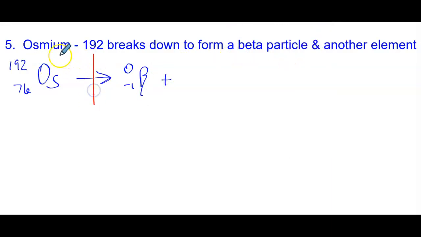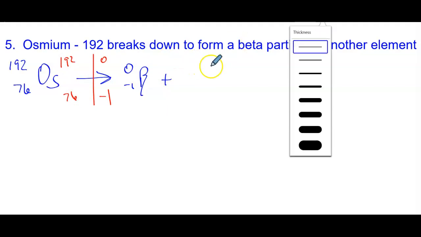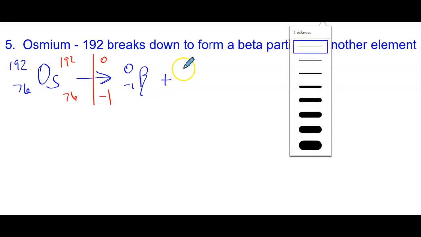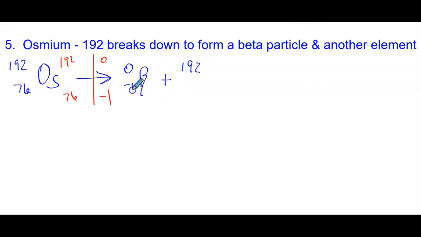So we're going to break this down like we always have at the arrow. We're going to think about what are my current totals on each side of the arrow. So I need to get to 192. Let me go ahead and get that to a thinner pen. My handwriting is bad enough without the thickness. Okay, so I have 0, so 192, and I have a -1, so what plus -1 gets me to 76? 77, and that's Ir.